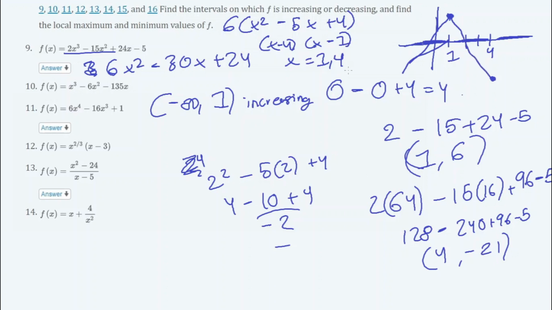And now we could plug in a number higher than 4 to show that it's increasing on the interval from 4 to infinity, but you could also make the general assumption that it is also true that past 4, from 4 to infinity, it's increasing. So both of these intervals are increasing, and then in the interval of 1 to 4 the function is decreasing.